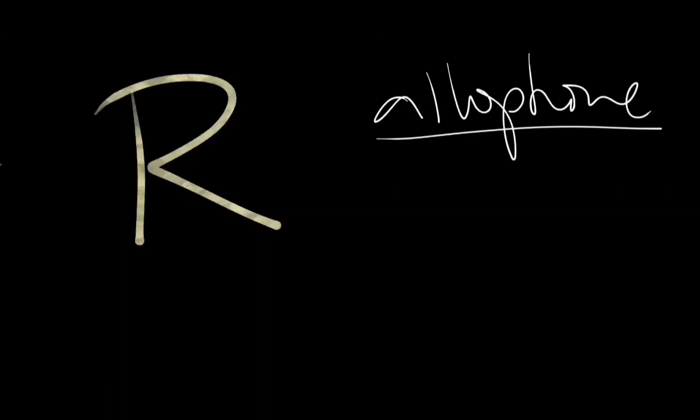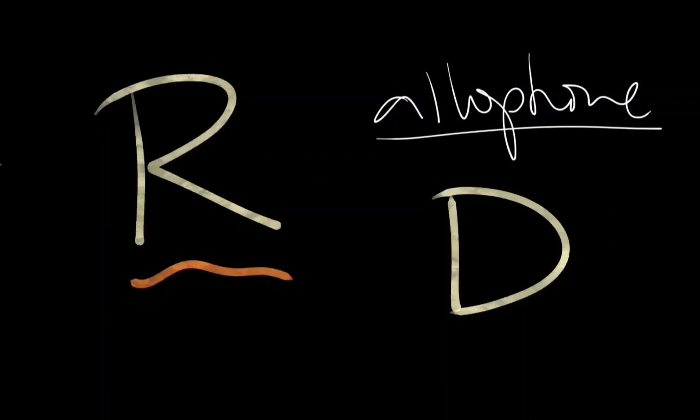It has an allophone, which is basically a sound variant but doesn't change the original meaning of the word. And its allophone is the consonant da. Simply put, the consonant ra replaces the consonant da in conjugated verbs and inflected nouns or adjectives, but never changing the original meaning of the word.